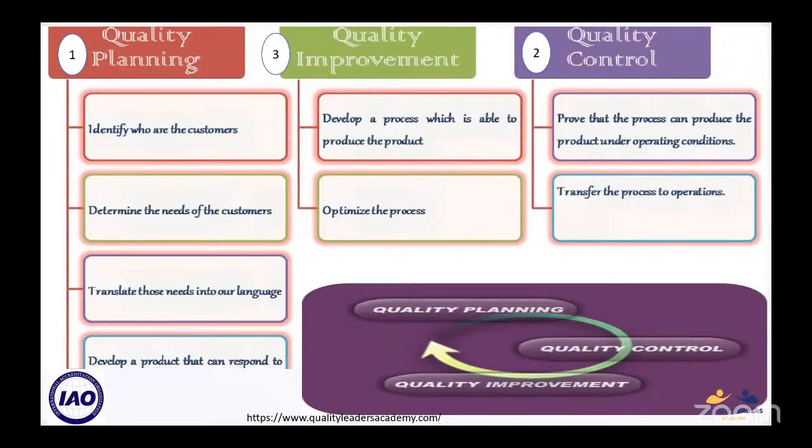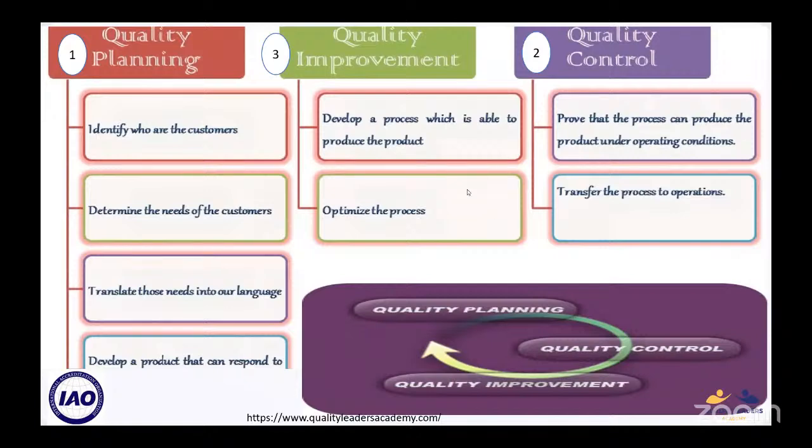Now, coming to the next step, develop a product that can respond to customer needs. This step is about developing a product or a service or care pathway that is actually capable of responding to those translated customer needs. You have identified the customers, you got to know the needs of the customers, you have translated their needs into your language, operational language. Now you have to develop a service. Now you have to develop a process, right? So here you need to respond and develop that particular process.